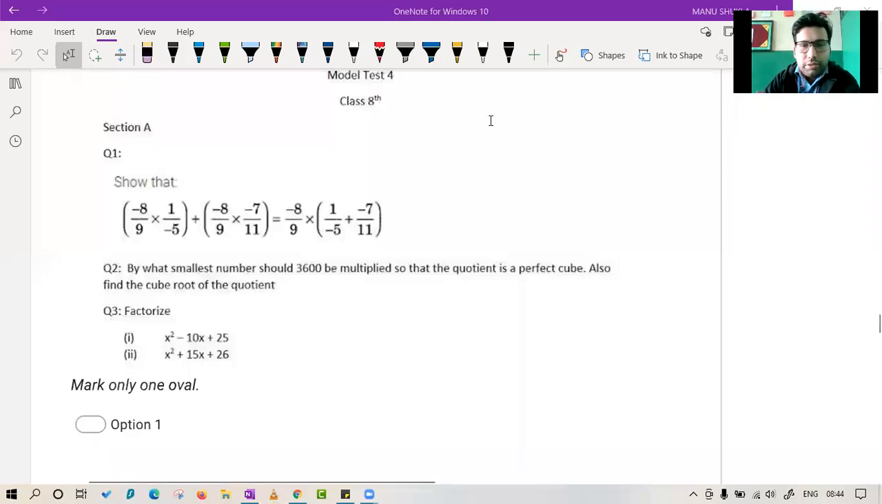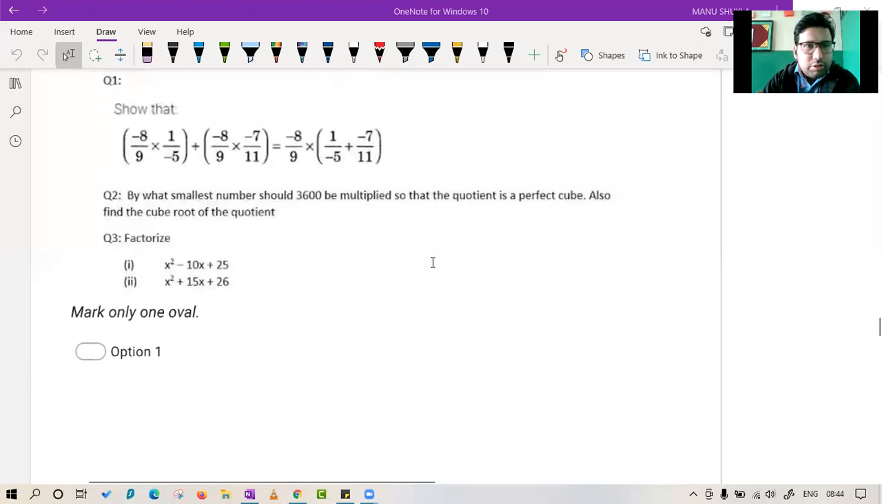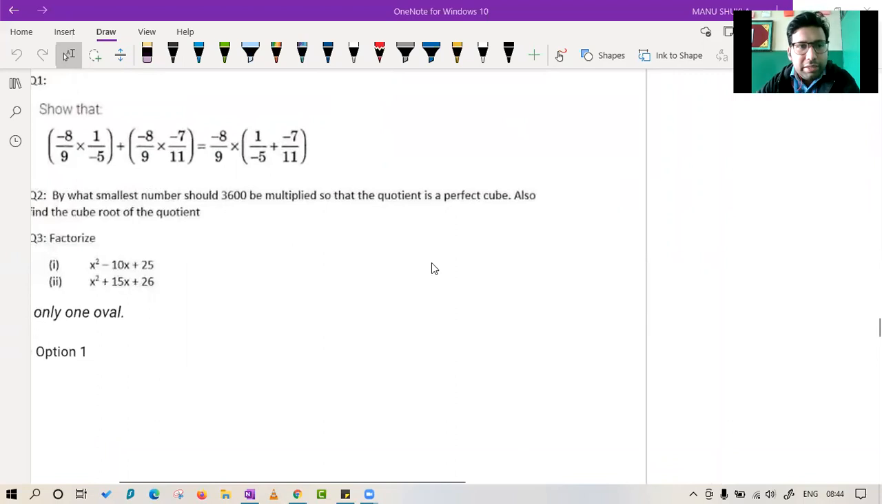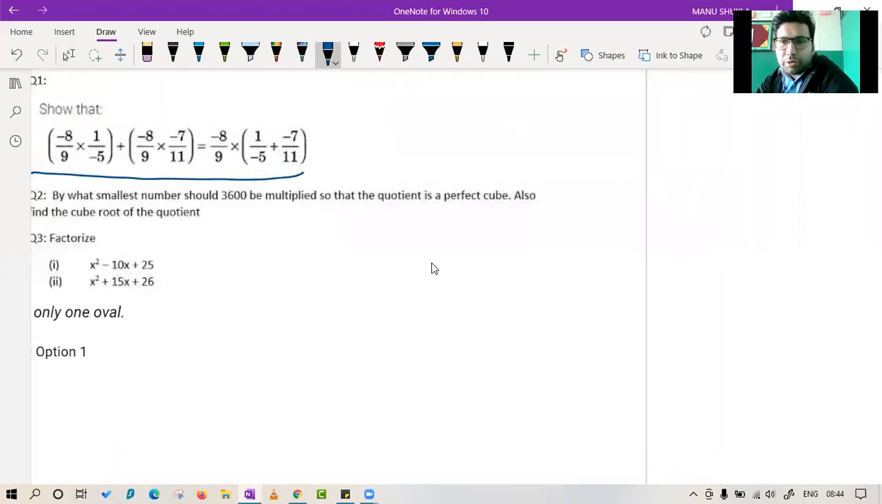Good morning, everyone. So today we'll discuss model test number 4. The first question says, show that this expression... class, which property is it showing over here? Which property is visible to you in this given expression or equation?